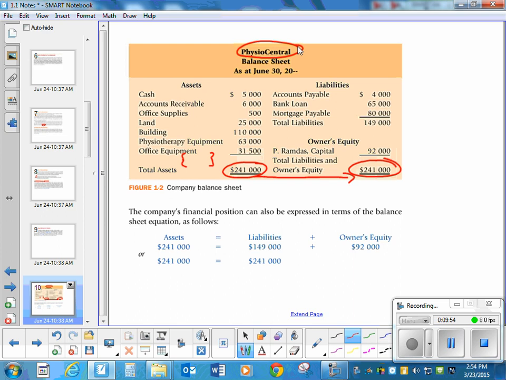When we're recording the capital, we always want to use the company or the owner's name, so P. Ramdas, to show that that is her capital in this business. Because some businesses have more than one owner, and you'd have to list them separately. Okay, the second thing here on the bottom is total liabilities and owner's equity. So that's what I just read here. To get the 241,000, we added the liabilities and the owner's equity, or the capital.